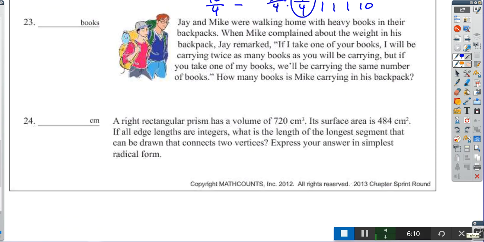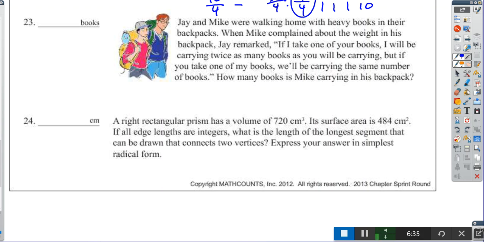Okay, Mike and Jay. Mike and Jay were walking home with heavy books in their backpacks when Mike complained about the weight in his backpack. Jay remarked, "Oh, come on, you wussy. If I take one of your books, I will be carrying twice as many books as you will be carrying. But if you take only one of my books, you'll be carrying the same number of books."